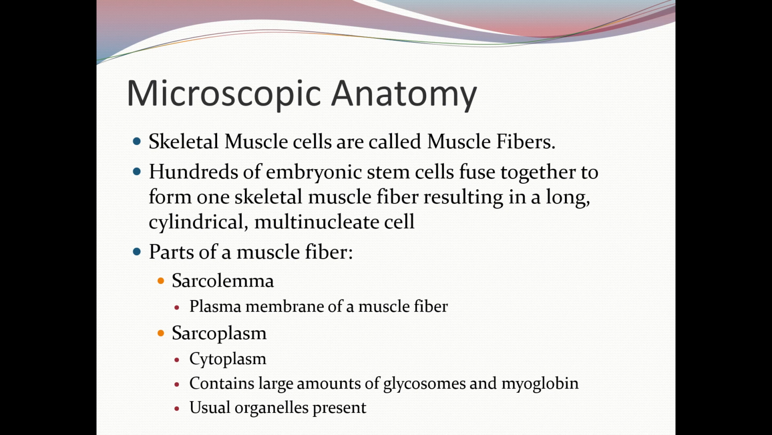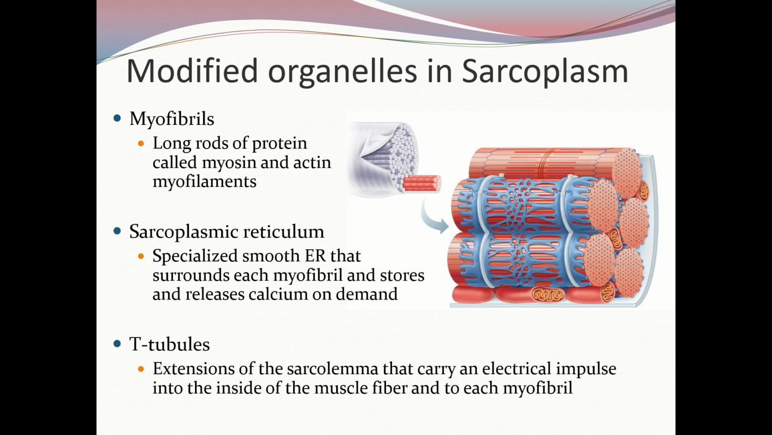So the sarcoplasm will contain large amounts of glycosomes and myoglobin, and this will provide energy for the muscles during contraction. And then the usual organelles are also present, as well as many nuclei, and of course a lot of mitochondria.